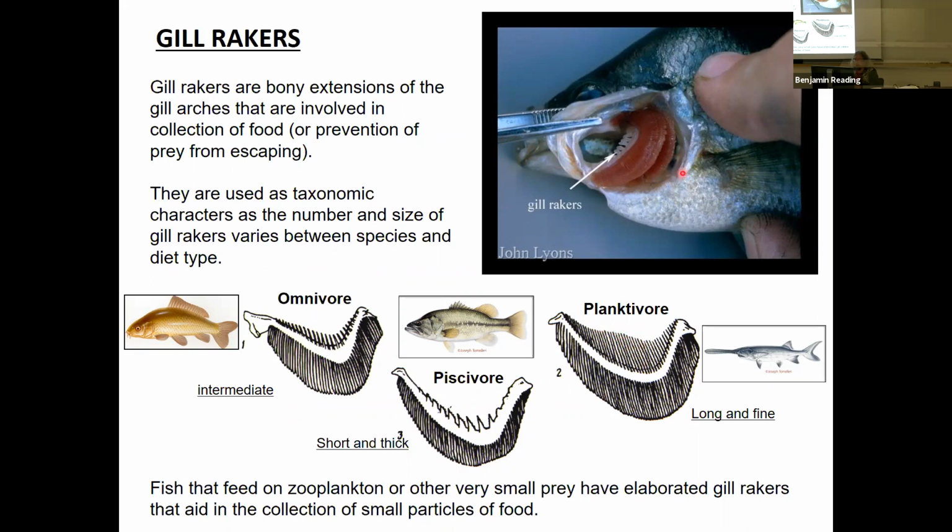So you might want to know the difference here and variation of different gill rakers based upon feeding strategy or trophic level. Piscivores, omnivores, and planktivores, right? And that they're involved in helping to trap different types of things that might be trying to escape the inevitable.